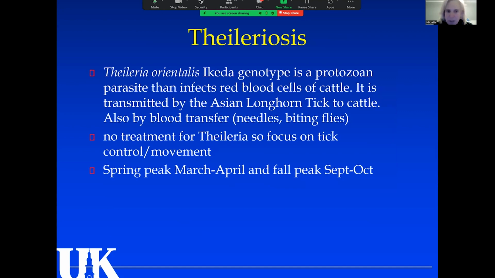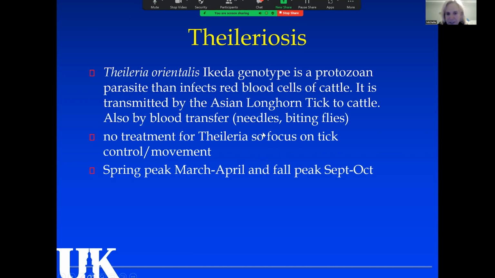So theileria is a protozoan parasite that infects red blood cells. But here's the tricky part of this one. It's transmitted by the Asian longhorn tick to cattle, which is also new to this area. There's no treatment for theileria, but we can focus a lot of effort on tick control.